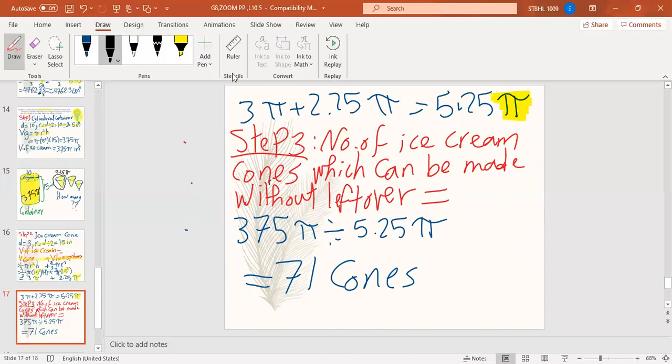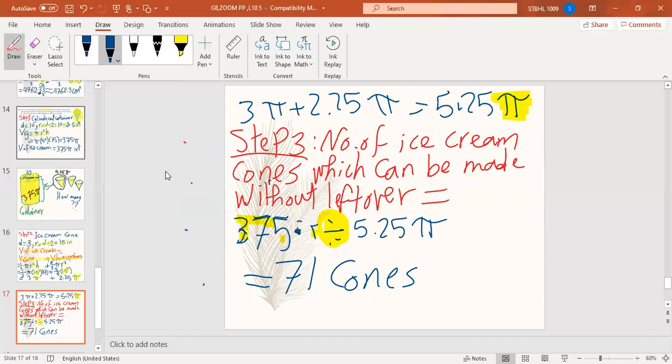So the number of ice cream cones which can be made without any leftover equals 375 pi divided by 5.25 pi, which equals 71 cones of ice cream without any leftover in the cylindrical container.